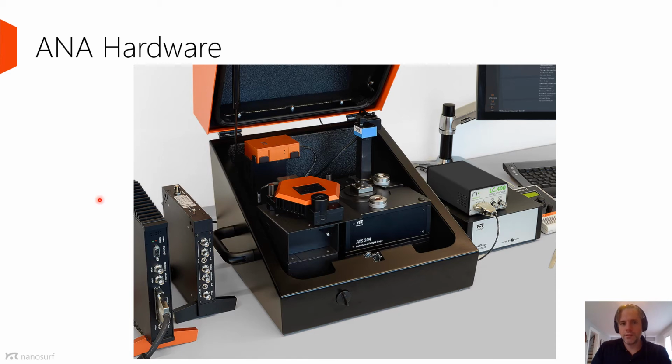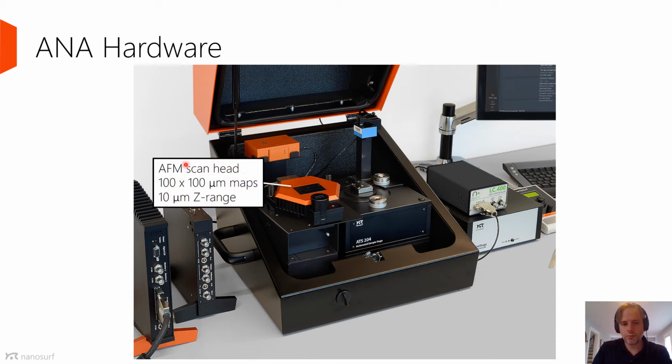Now, what is in the ANA hardware? To take the actual measurements, we have the AFM scan head. It's an XYZ tip scanner. It allows you to take maps that are up to 100 by 100 microns in size and 10 microns in Z range and height. This is suitable for flatter samples. So this could be cryotomed polymers, spin coatings, thin films, things like that. Cells, a confluent layer of cells.